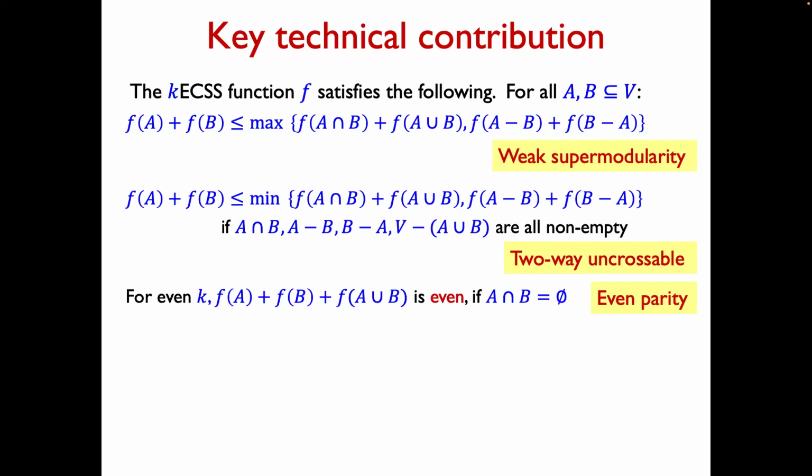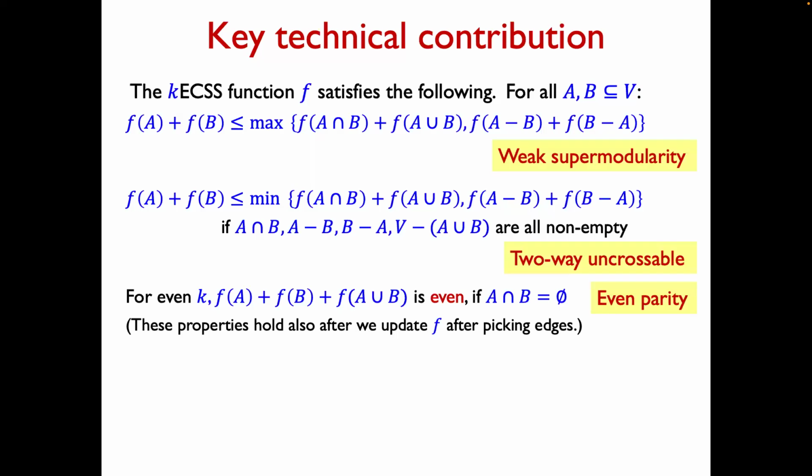And for even k, we can observe that the following quantity is even. If I take f(A) plus f(B) plus f(A union B), and A and B are disjoint, then that's even. We call this even parity. And the important thing is that these properties also hold after we update f in the iterations. Initially these seem like trivial properties, but this property is stated this way, and not just for any two sets A and B, because we want it to hold also after picking edges.